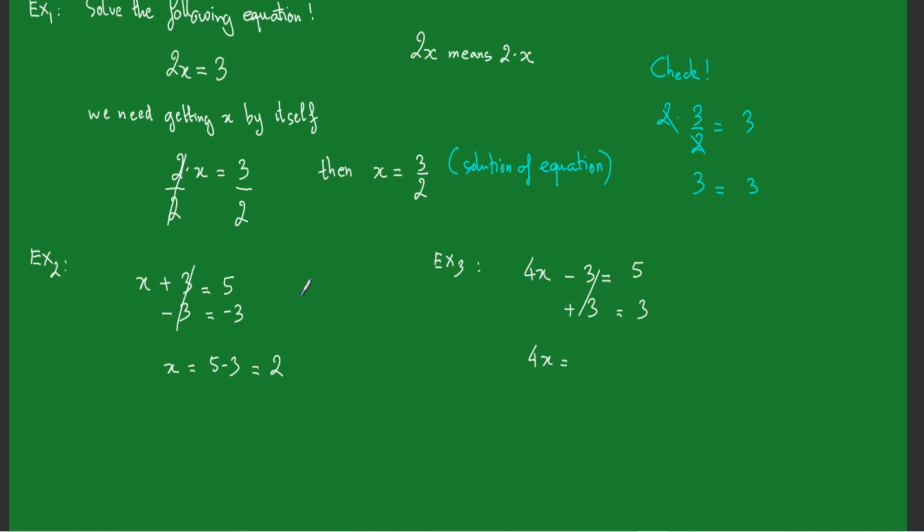equals, you add them up, so 5 plus 3 is 8. Then you see that this 4x means 4 times x. In order to get rid of number 4, because we want x by itself, I'm going to divide both sides by 4. So you cancel them out. What you have left is just x equals 8 divided by 4, which is 2.